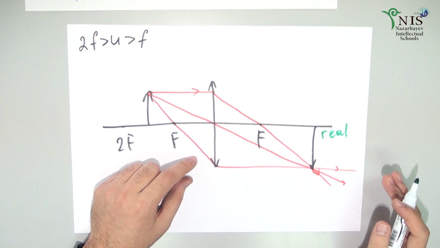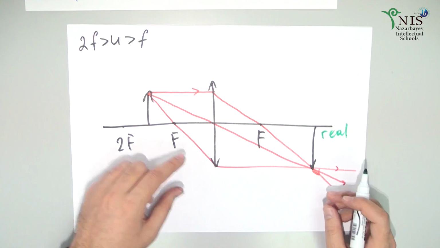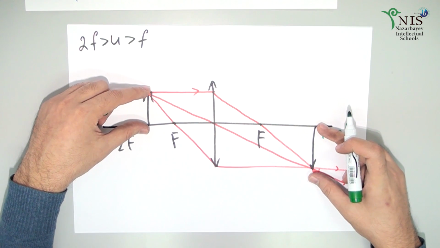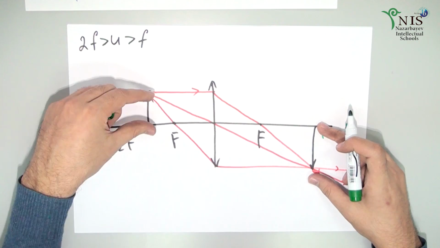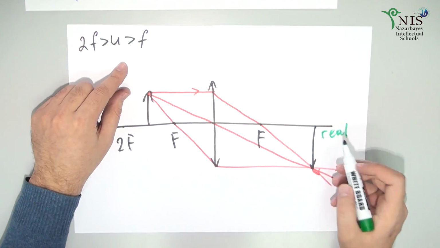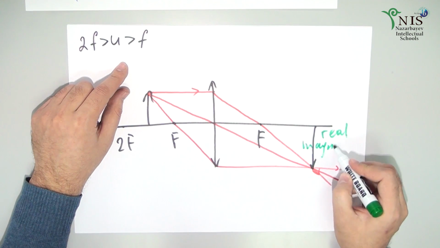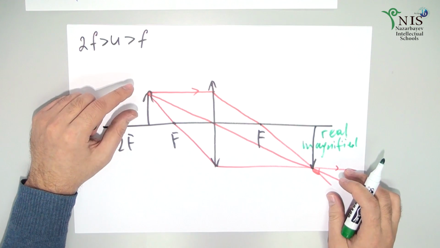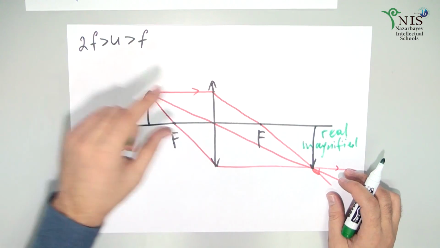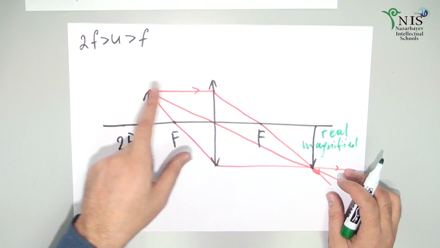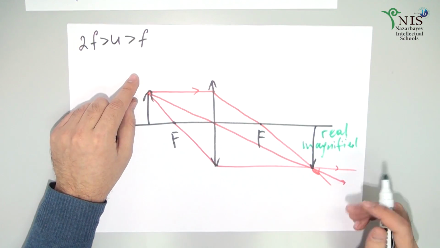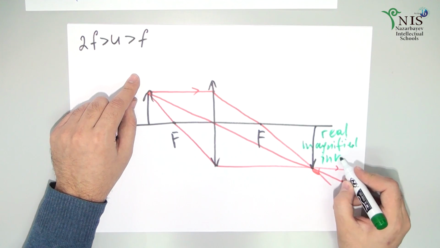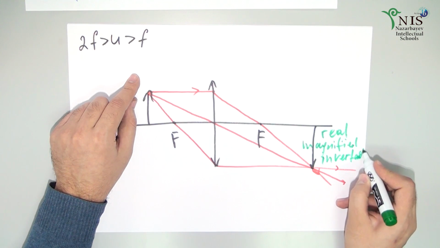Is it magnified, shrunk, or same size? If we compare sizes, it seems that it's magnified. The image is longer than the object. It's magnified. Is it upright or inverted? So object is pointing upwards, image is pointing downwards. It's inverted.